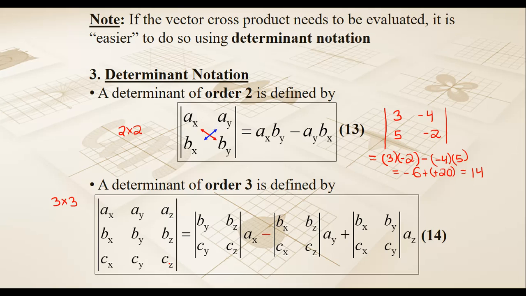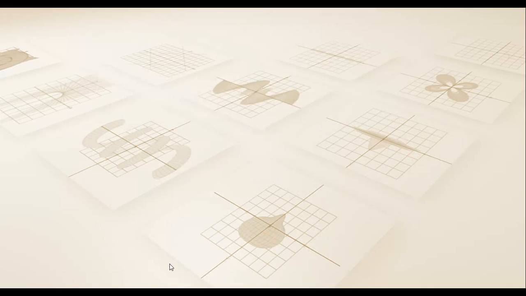Now, because it's so insanely tedious, I'm not going to show you an example just yet of how to do this. I'm going to show you a trick where we can simplify this a bit. But first of all, we need to see how this applies to our vector cross product.